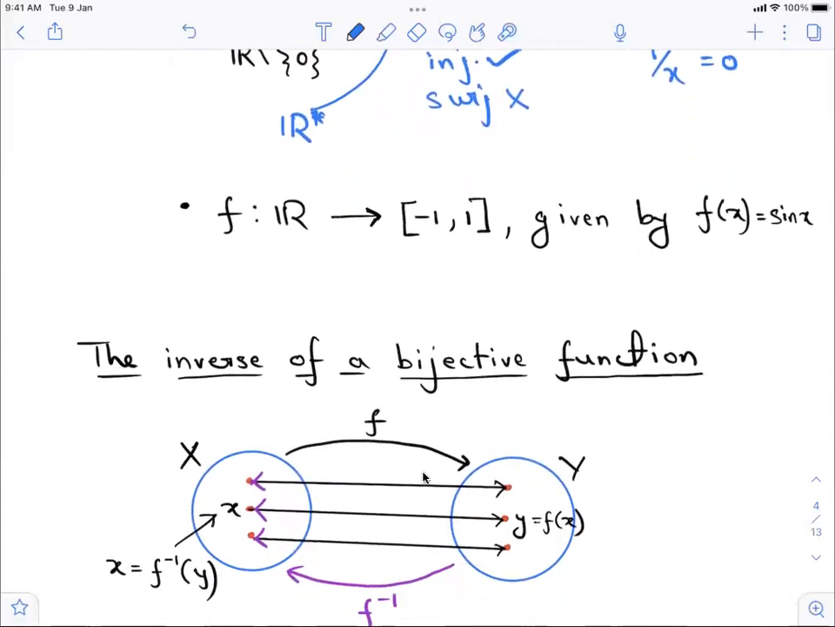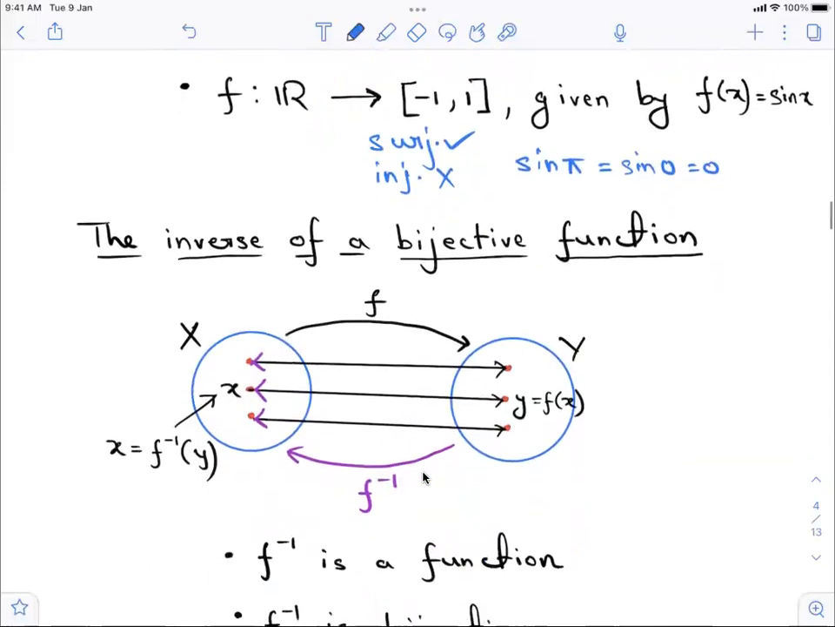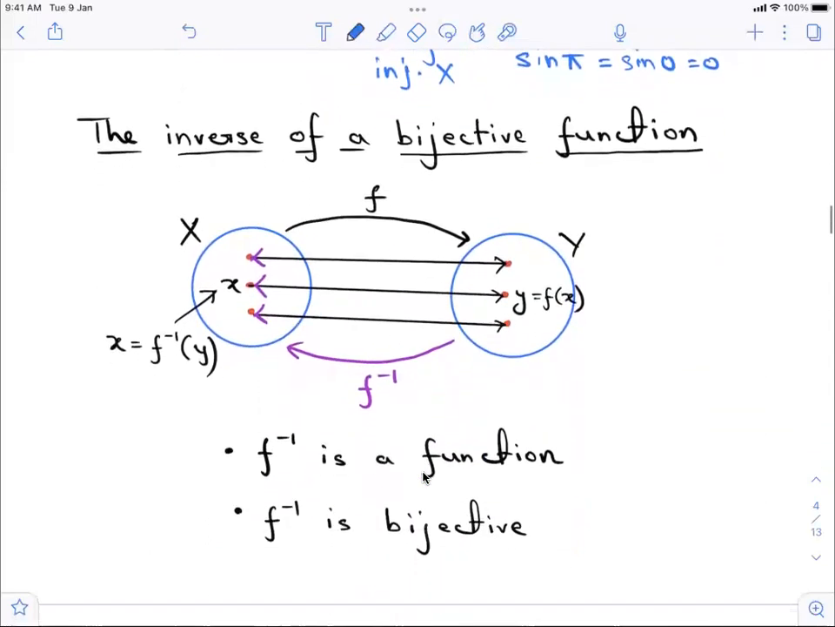And how about this last function, sine of x, going from R to the closed interval -1, 1. So it's clearly surjective, we all know. So surjectivity is there. How about injectivity? Injectivity is clearly not there because, for example, sine of pi equals sine of 0 equals 0, right? So injectivity is missing here, and therefore the function is not bijective. Okay, so those were some examples of various types of functions.